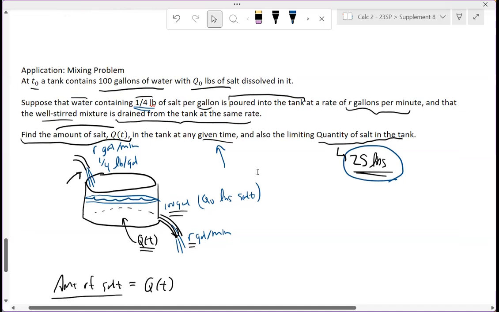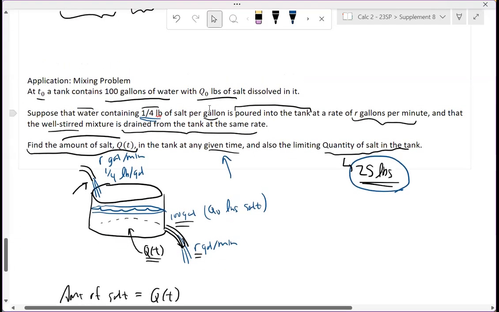Okay, so that wraps up our supplement for first order equations. The next topic that we'll cover is second order equations. We'll introduce that in class, and then there'll be another supplement wrapping up the second order equation discussion and wrapping up differential equations. Okay, I will see you in the next class.